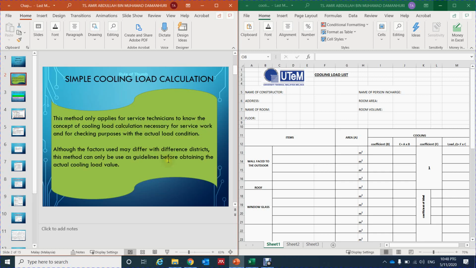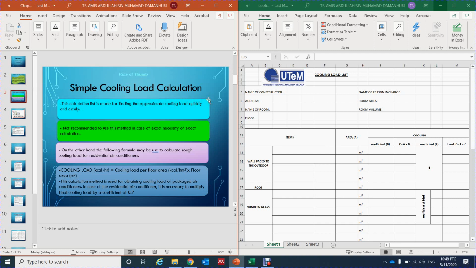Usually this method applies to the service technician or the service engineer, to know the concept of cooling load calculation that is necessary for service work, for example, and to check the actual one against the predicted one. The factors that we use in this calculation will differ with different districts, areas, and altitudes. This is only a guideline before we can obtain the actual cooling load value, which is done using the software.